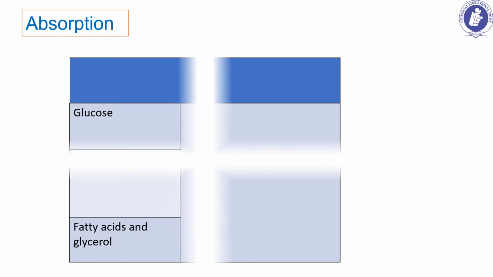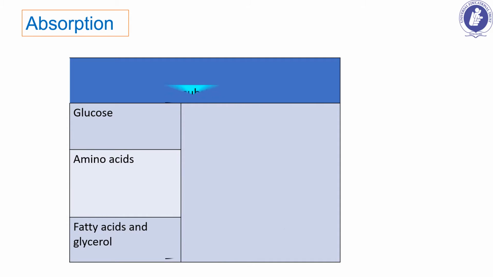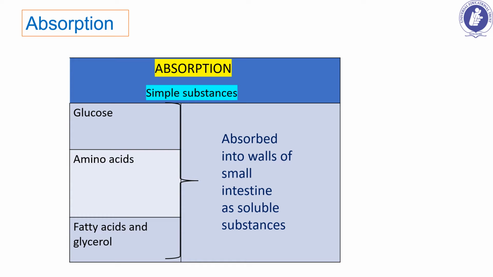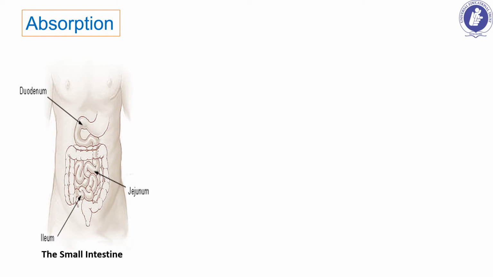After digestion, the next step in nutrition is absorption. That means these simple substances like glucose, amino acids, fatty acids and glycerol are absorbed into the walls of the small intestine as soluble substances. Inside our body, which organ helps for absorption? The organ that helps for absorption is the small intestine.